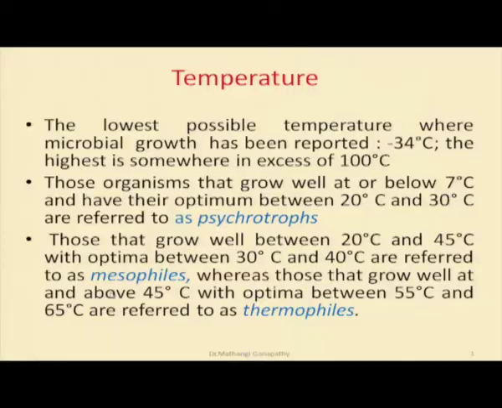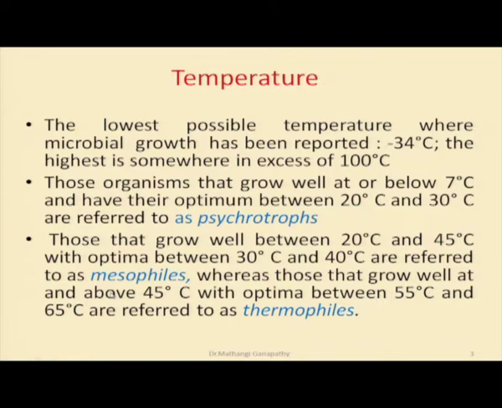Those that grow well between 20 and 45 degrees centigrade, with an optimum growth between 30 and 40, can also grow 10 degrees below 30, that is at 20 degrees, and 5 degrees above, at 45, but their maximum activity would be between 30 degrees and 40 degrees. This category of microbes, we call mesophiles.